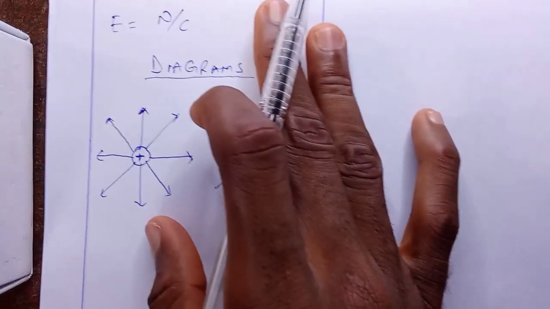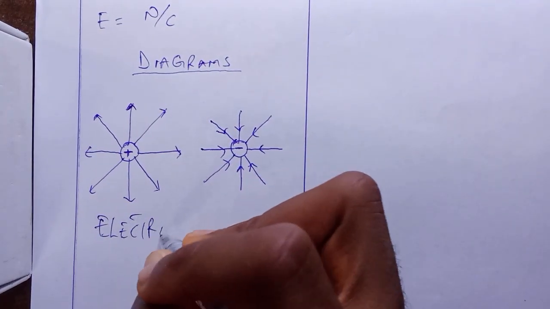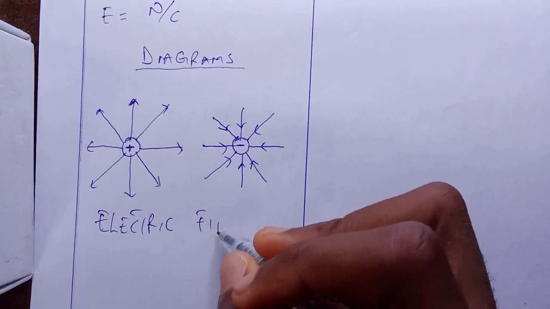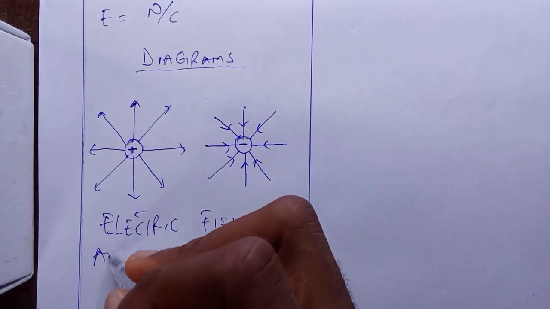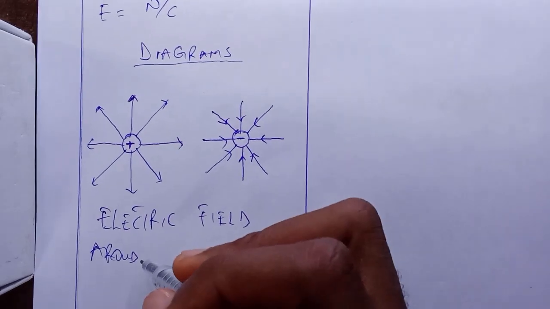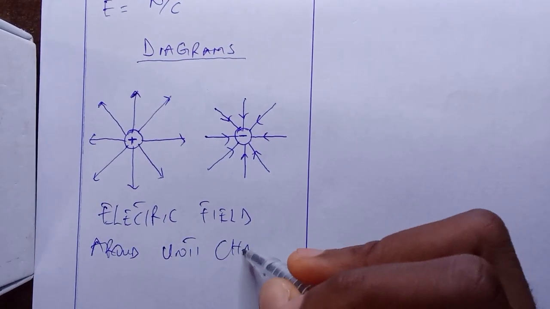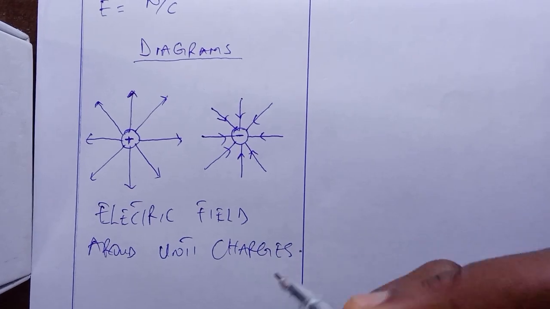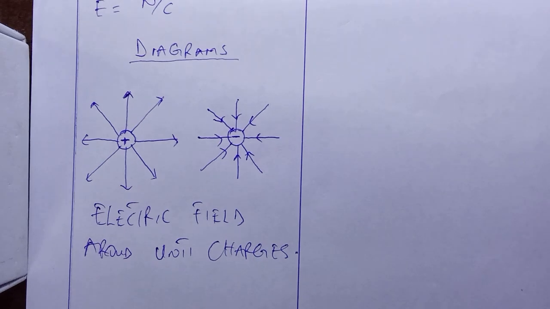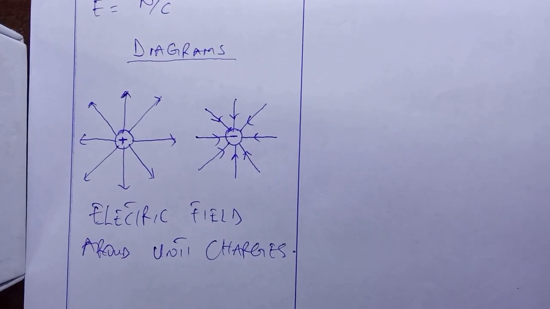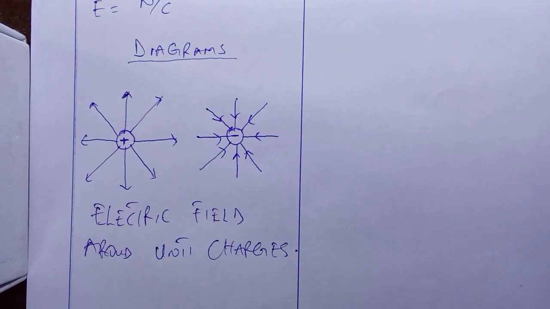So this is an electric field around unit charges. This is a unit positive charge, this is a unit negative charge. Unit positive charge points outward, while unit negative charge points inward. So take note.